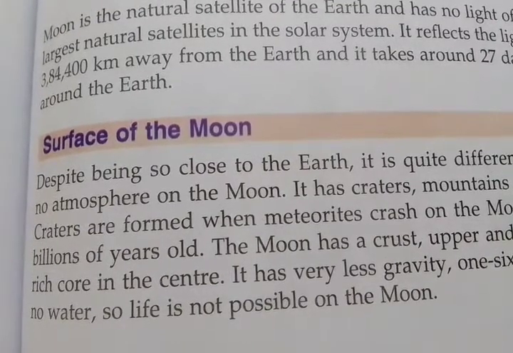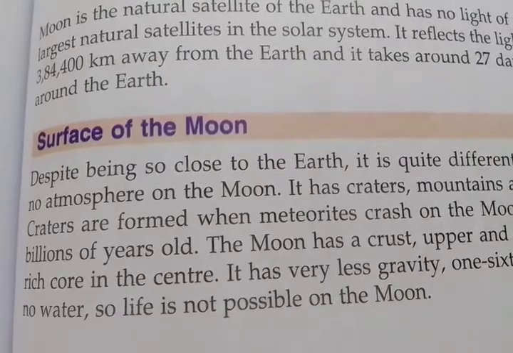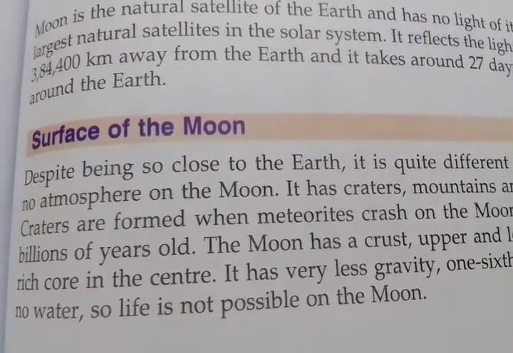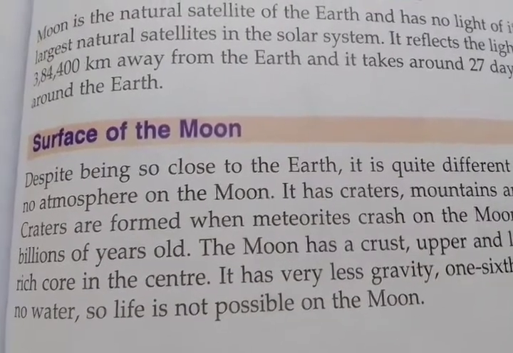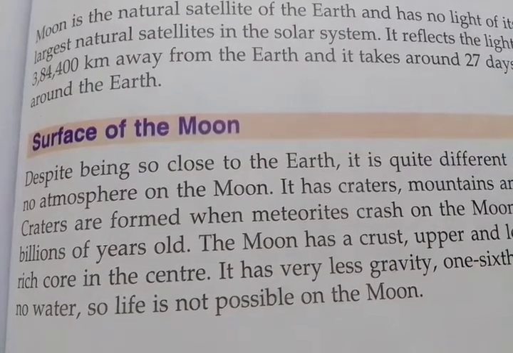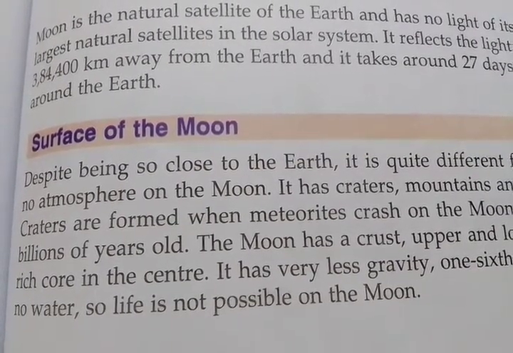The surface is billions of years old, and the Moon has a crust, upper and lower mantles, and an iron-rich core in the center. It has very less gravity, 1/6 that of the Earth. There is no water, so life is not possible on the Moon.